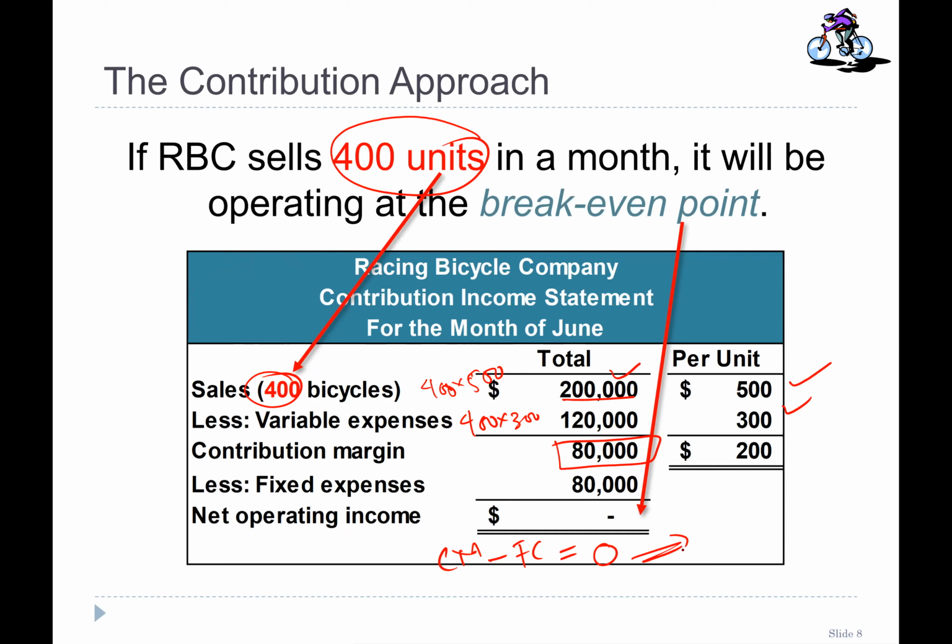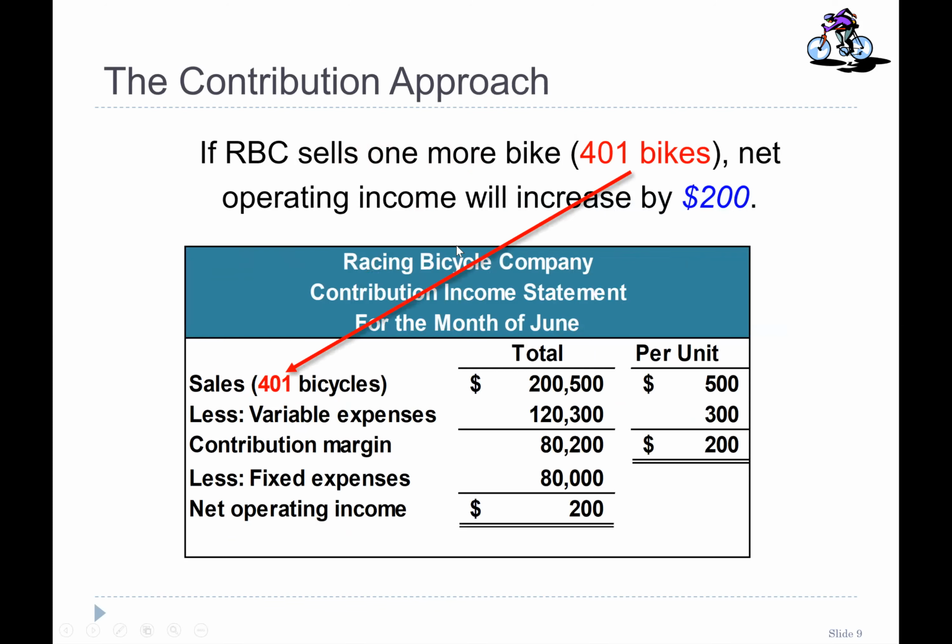Or in other words, the break-even condition is if contribution margin is equal to fixed cost, then we have a break-even. Right? This is the rearrangement of this equation. Any question? If no, then let's move on.